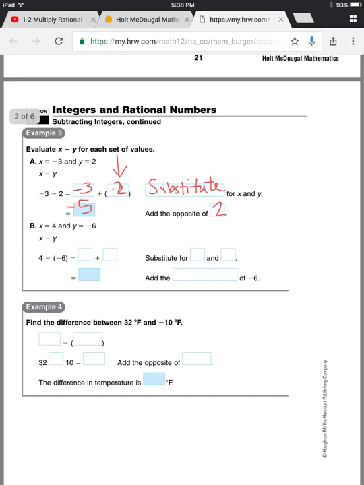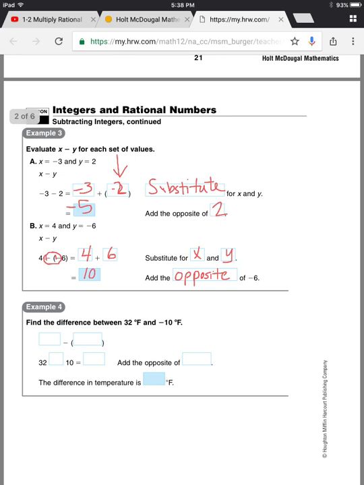On B, it says to evaluate x minus y for x equals 4 and y equals negative 6. So x equals 4, which they put down here, minus a negative 6, because the negatives are right in a row. We're going to circle them, and we're going to change them to a plus sign. So we're going to substitute x and y, and then we're going to add the opposite of negative 6. So we have 4 plus 6, and we get 10.